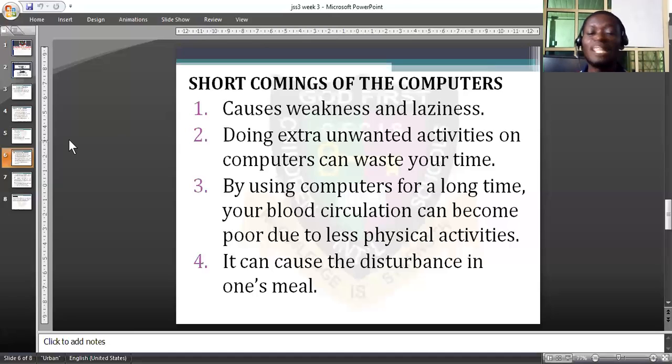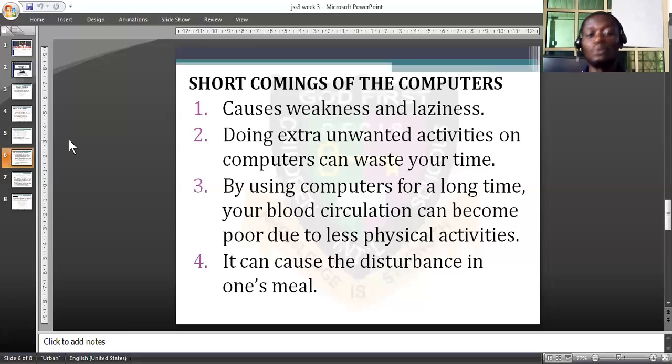So medically, we are advised to always take a stroll and not to strain our eyes when working with the computer. If you stay with the computer too much, sometimes it makes you have poor body activity because you have been stagnant for a long period of time. You might have a backache, strained eyes, and not feel comfortable when walking. And it can cause disturbance in one's meal.